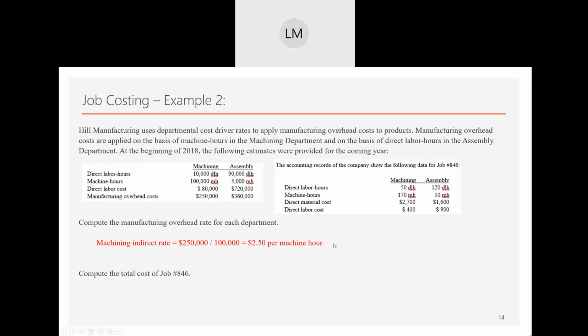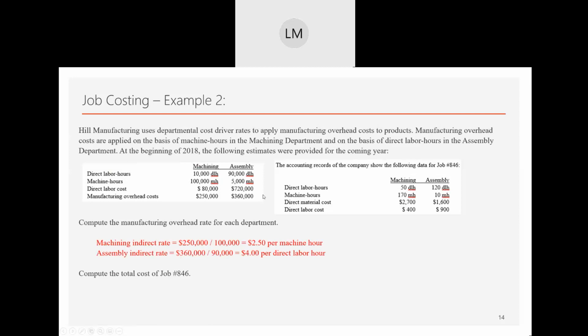So in the machine department, for every unit I produce, I'm also going to assign overhead of $2.50 per machine hour that it takes to make that product. But is the product going to be done just being in the machining department? No. It then goes to the assembly department. So how are we going to calculate overhead and add overhead in the assembly department?